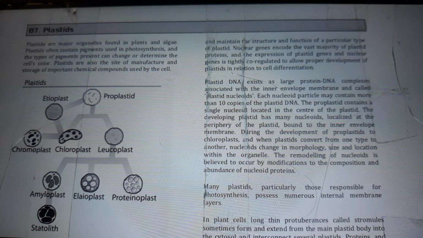Plastids. Plastids are major organelles found in plants and algae. Plastids often contain pigments used in photosynthesis, and the types of pigments present can change or determine the cell's color. Plastids are also the site of manufacture and storage of important chemical compounds used by the cell.